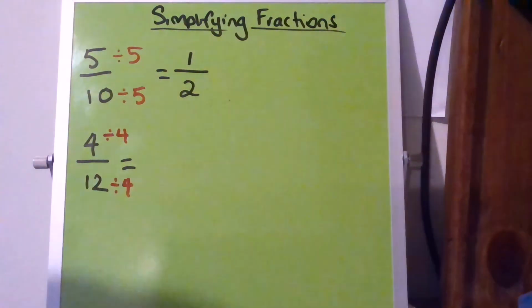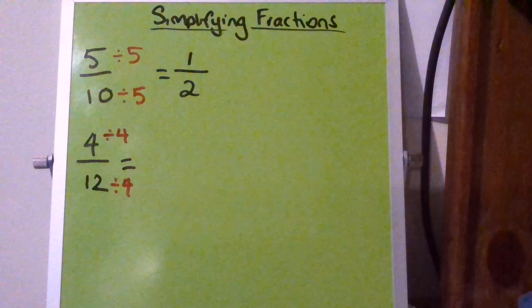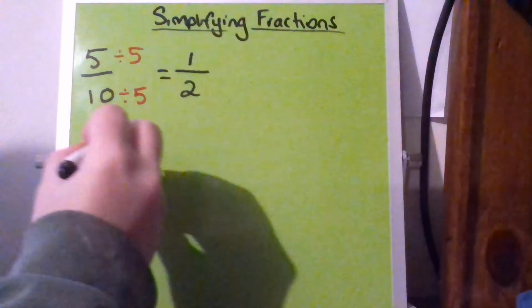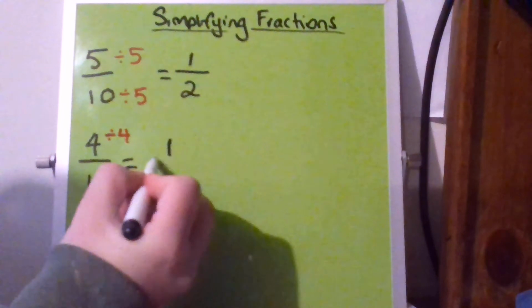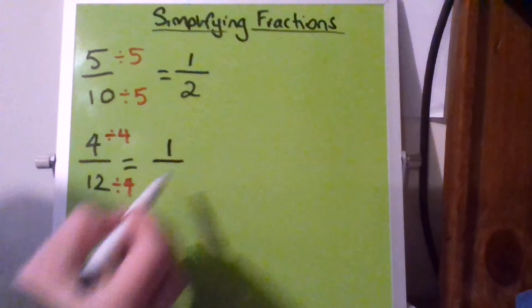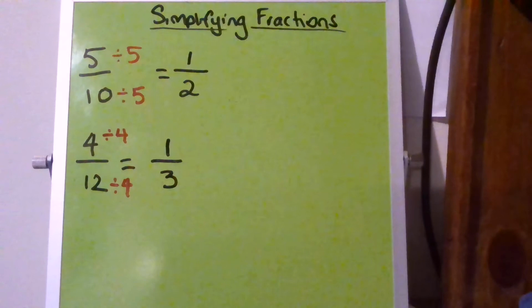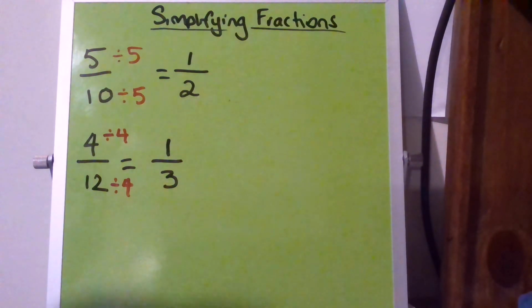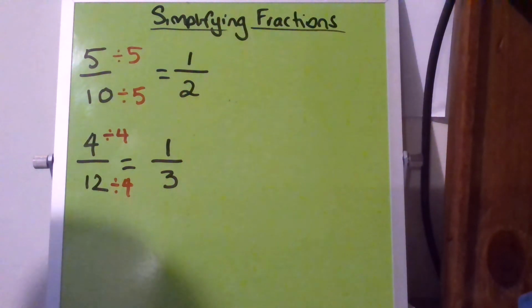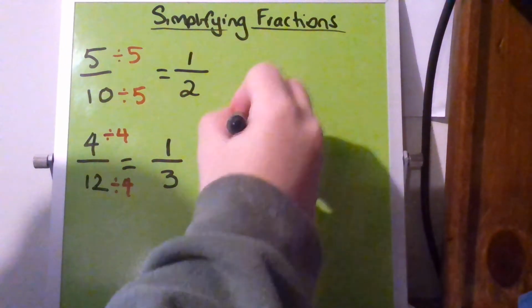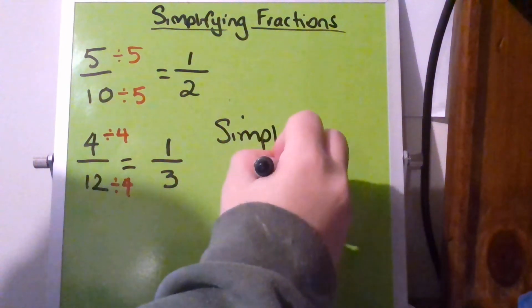Now, there are other numbers that go into, say, 12. 3 goes into 12, but it doesn't also go into 4. The same with 6. It doesn't go into 4 either. So we need the factor that goes into both of them. 4 divided by 4 is 1, and 12 divided by 4 is 3. 3 4s go into 12. So 1/3 and 4/12 are equivalent, but 1/3 is what we call the simple fraction, or the simplified version.